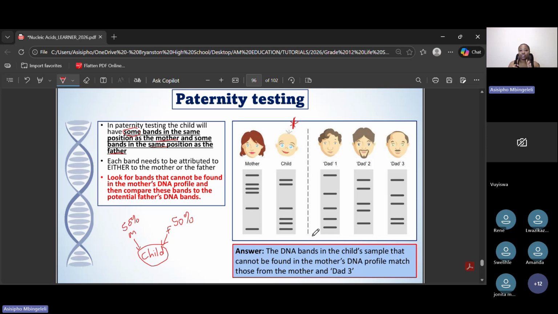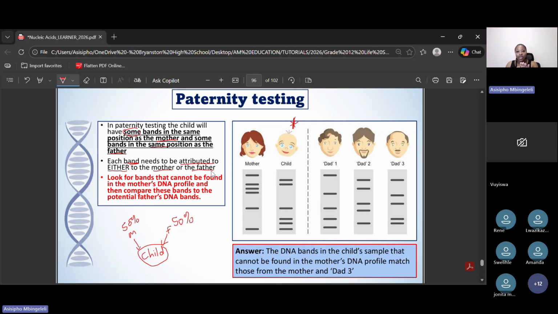And what exactly are we trying to find here? We need each band from the child to be attributed to either the mother or the father. That band here that is representing a fragment of DNA should either be from the mother or the father. It can't be from both.